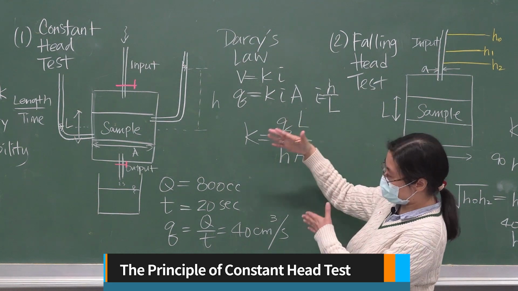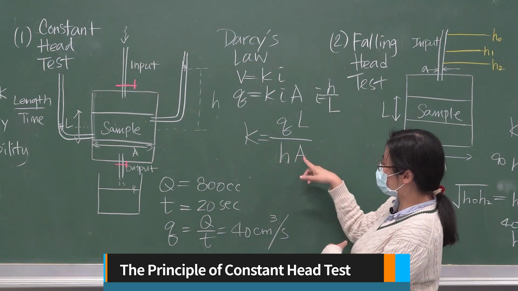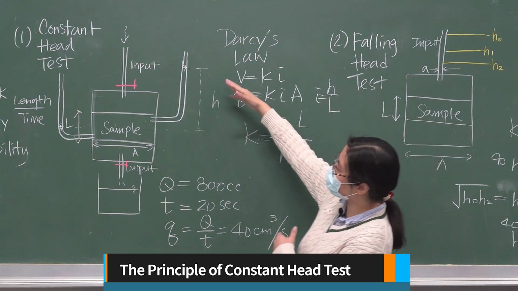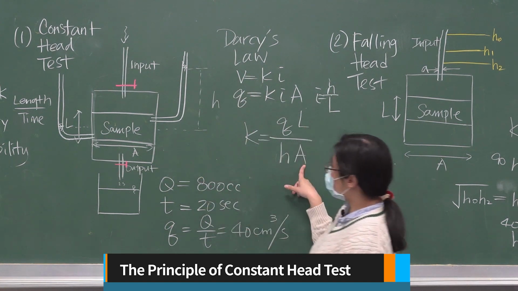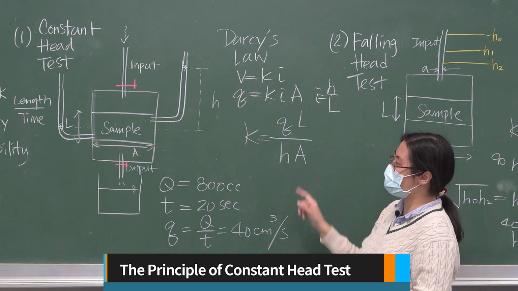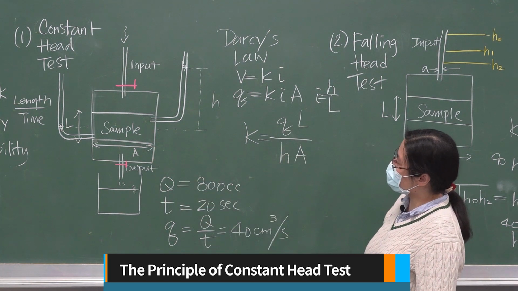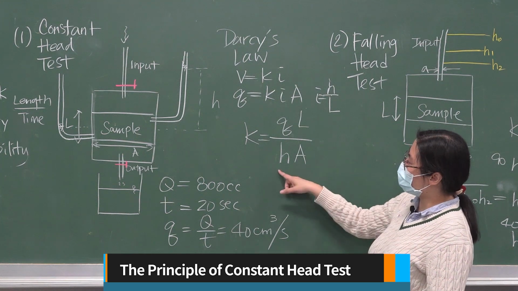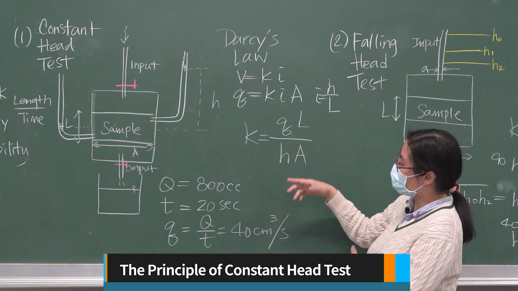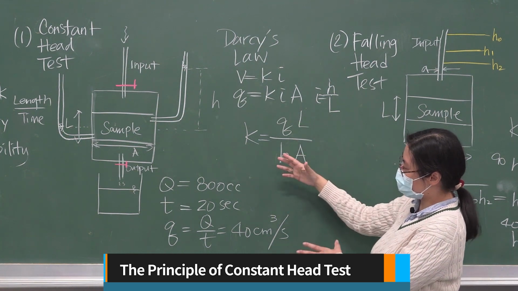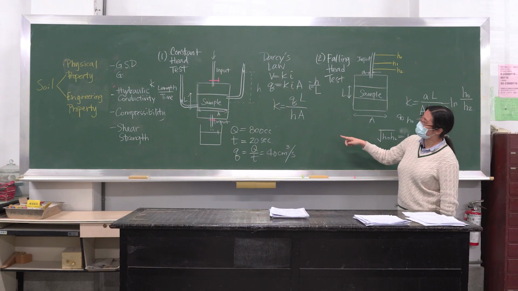L is the length of the specimen, which is fixed, and you can measure it from the device. H is the head difference, so again, you can look at it from the setup. And A is the cross-sectional area, which is determined by the diameter of the sample. In this test, we are going to select several H values. You are going to obtain a K for each particular H value and observe what kind of K you get. So this is the principle behind the constant head test.